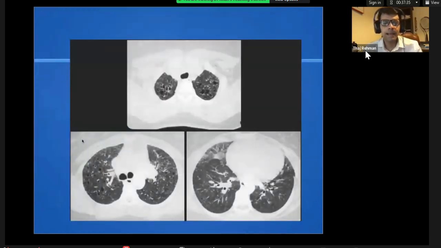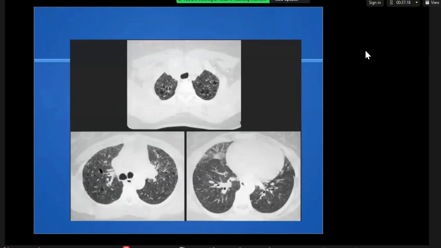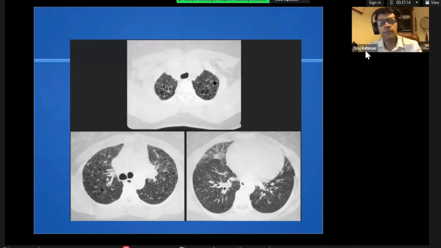This is again LCH. Here the nodules have cavitated and they have formed multiple cystic spaces. The cysts are not emphysema because they have a clear wall, and there is no central dot. Can you see inside any central dot? No. They don't have a central dot because they are not centrilobular emphysema.